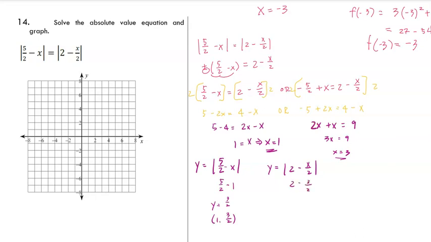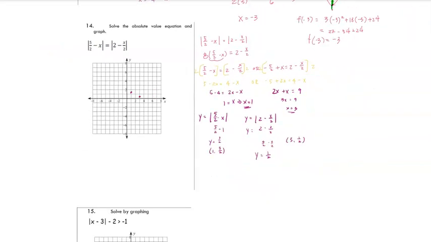2 minus 3 over 2. And what is that? 4/2 minus 3/2. And so that's going to be 1/2. So that's going to be 3 over 1/2. So 1 and 1/2 and 3 and 1/2. So let's go ahead and graph those functions.